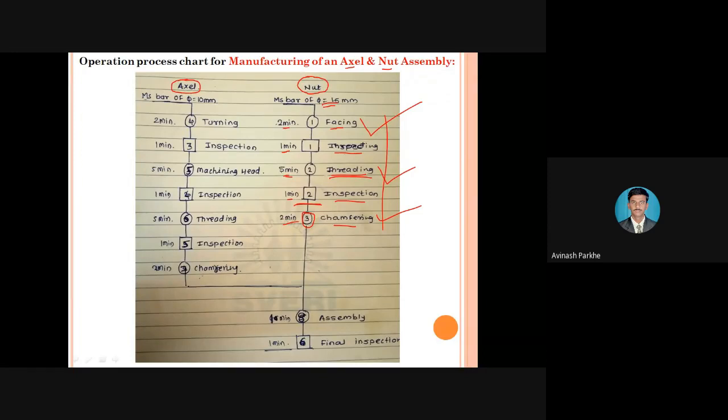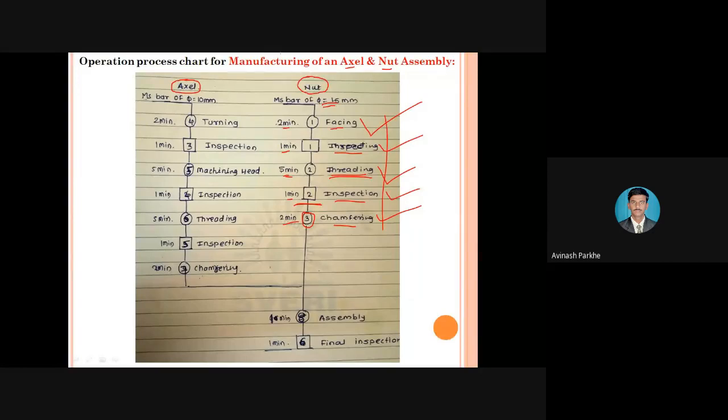But only 2 times inspection will be taking place. Inspection number 1 after the facing operation. Inspection number 2 after the threading operation. After chamfering, inspection is not required. We are doing the chamfering, which means we are removing whatever sharp edges are present in the job. Those sharp edges we are removing by using that particular chamfering operation. Therefore, after chamfering, inspection is not required, and the inspection operation is not represented.